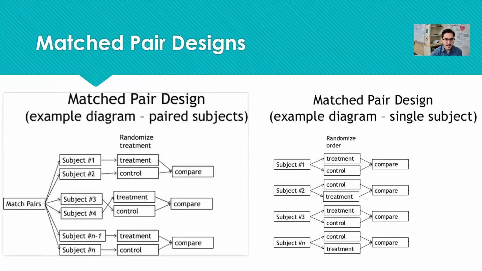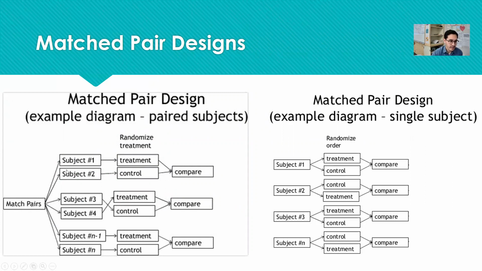And then this is our last design. It's called the matched pairs design. And there's 2 different ways this can happen. So one is where you pair up groups of subjects. Okay, and one subject gets the treatment and the other subject gets a control. And then you compare the results just within that pair.